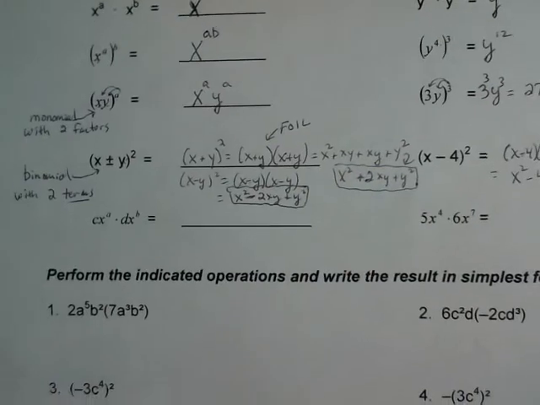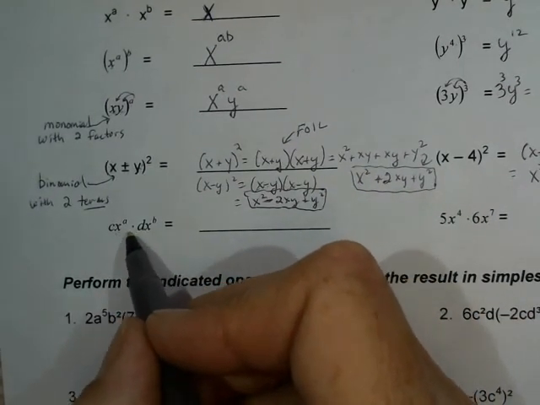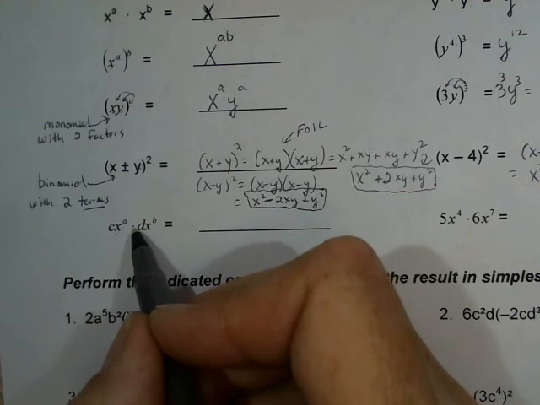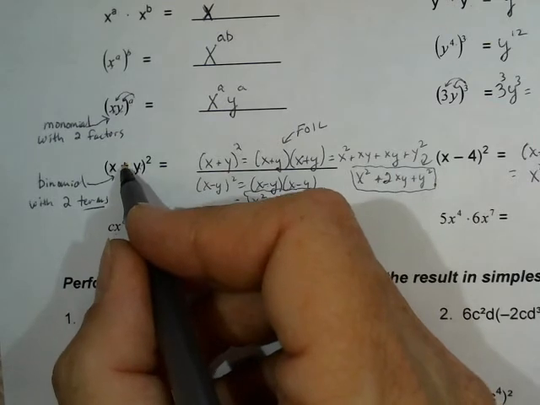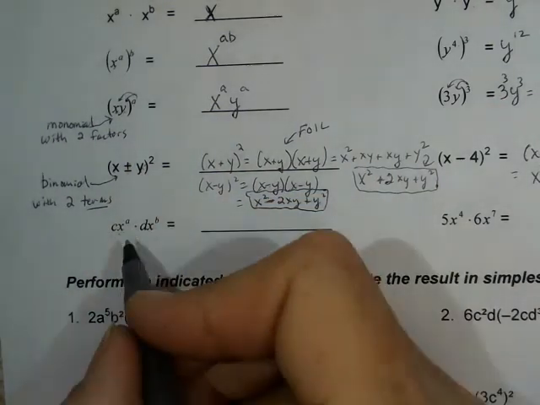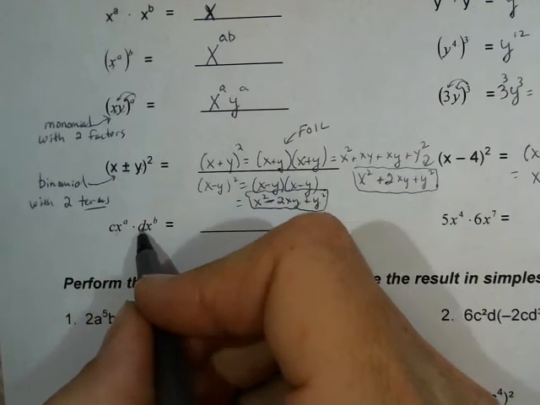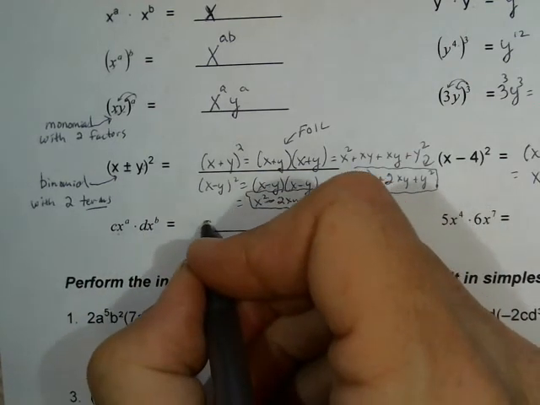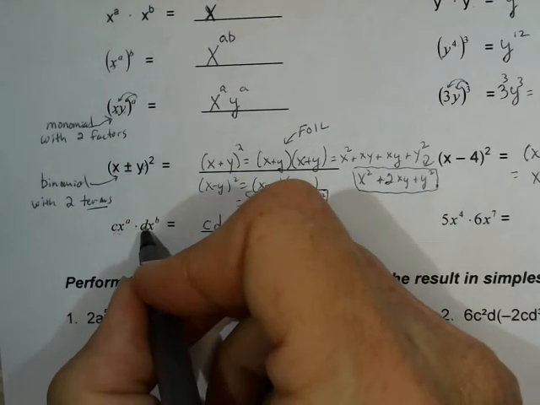Now the last example here is if you have these two monomials, this is a monomial, this is a monomial, they're multiplied together. It's not a binomial unless you have a plus or a minus in between them, but this is multiplication. So what you're going to do is C is any number and D is any number. So you're just going to multiply C times D together. So this becomes C times D.